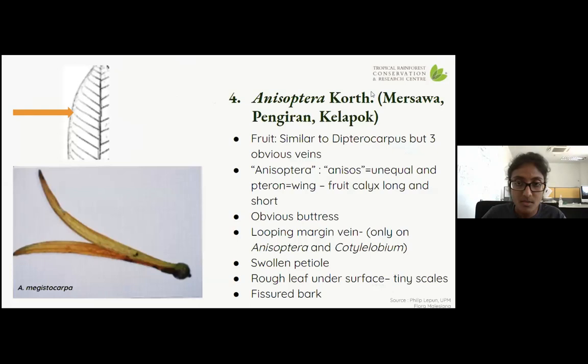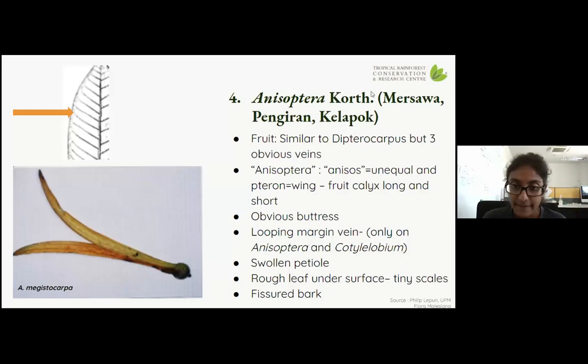Okay. So the next genus is Anisoptera. So Anisoptera, the fruits are similar to Dipterocarpus, but the difference is on the wings, you see three obvious veins. And for Anisoptera, in the Greek language, anisos means unequal and pteron means wing. So when you look at the wings of Anisoptera, they are unequal in size.